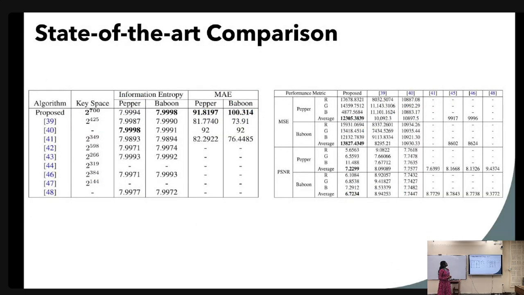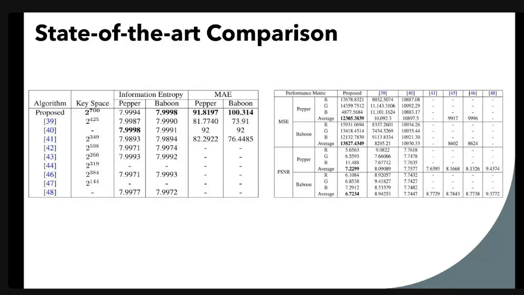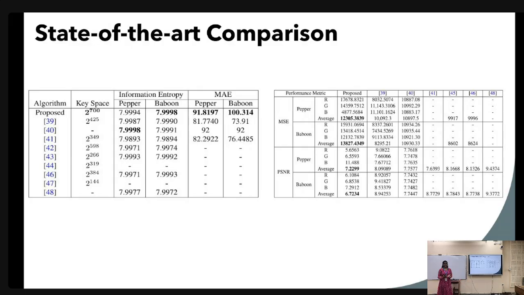Next, we compare how my encryption algorithm is better than the other mechanisms. These are the key space results. Key space means how many possible keys a particular encryption scheme can produce. I am using the chaos-based key, so if you compute its key space, it will be 2 power 700.